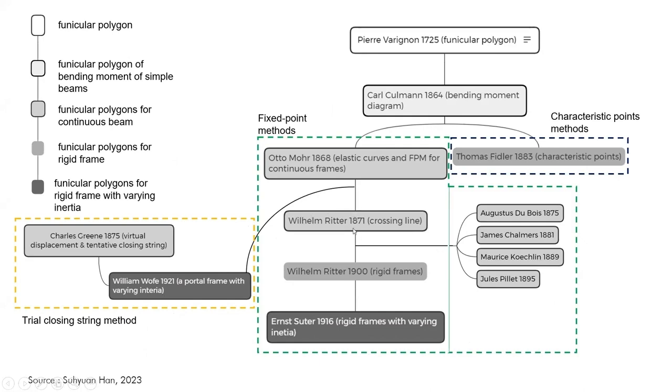And the technique will be more and more developed by Ritter to get finally the final contribution from Anne Sutter in 1916, who will be proposing the fixed point method. And I will give you an overview since the technique will be used by Robert Maillart for at least one bridge in Bern in 1938.